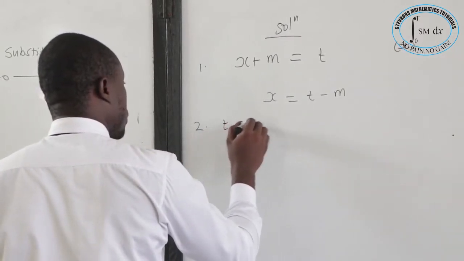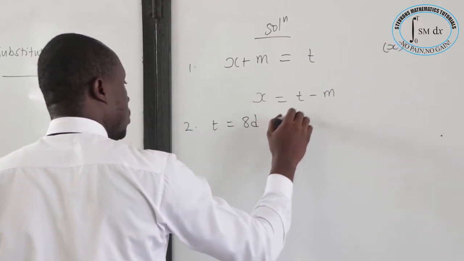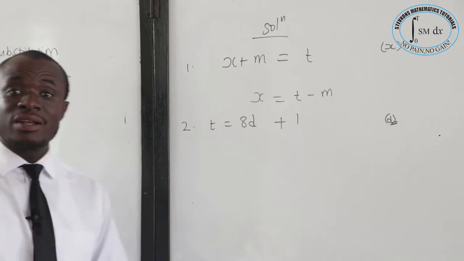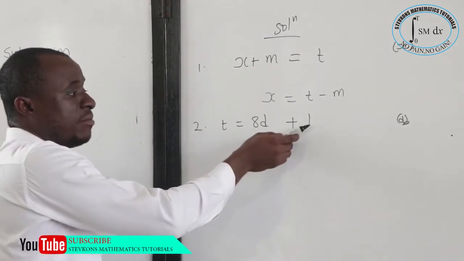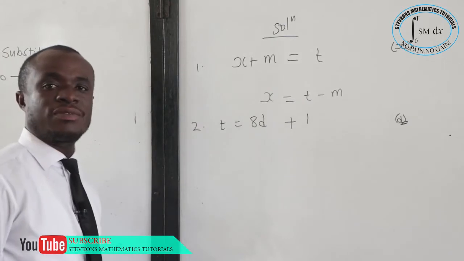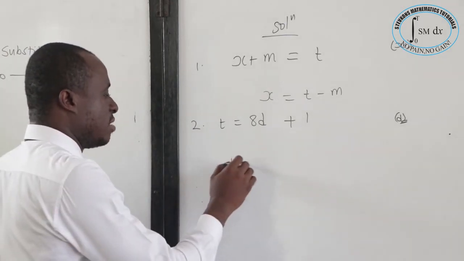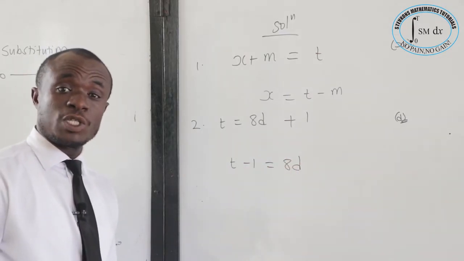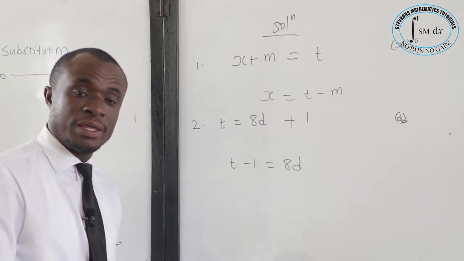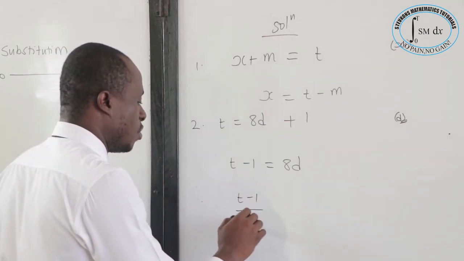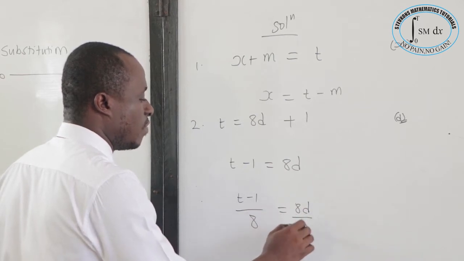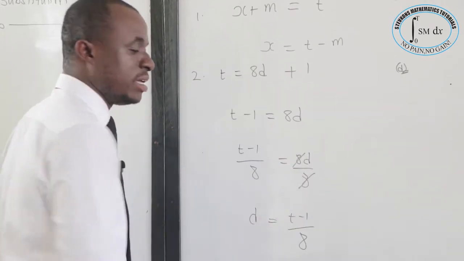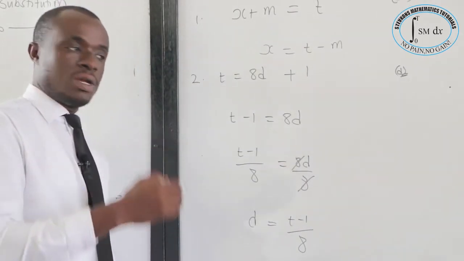Let's see the second one. It says that t equal to 8d plus 1. And in this case, I want to make the d the subject. I want the d to stand on its own. What should I do? I can bring this 1 to cross to the left-hand side. So clearly I have t minus 1 equal to 8d. I want to find d. What is multiplying the d? 8. So I have to divide both sides, so I have t minus 1 over 8 equal to 8d all over 8. Now this is cancelling out that. So d is t minus 1 all over 8. You can decide to leave it on the left-hand side or on the right-hand side.